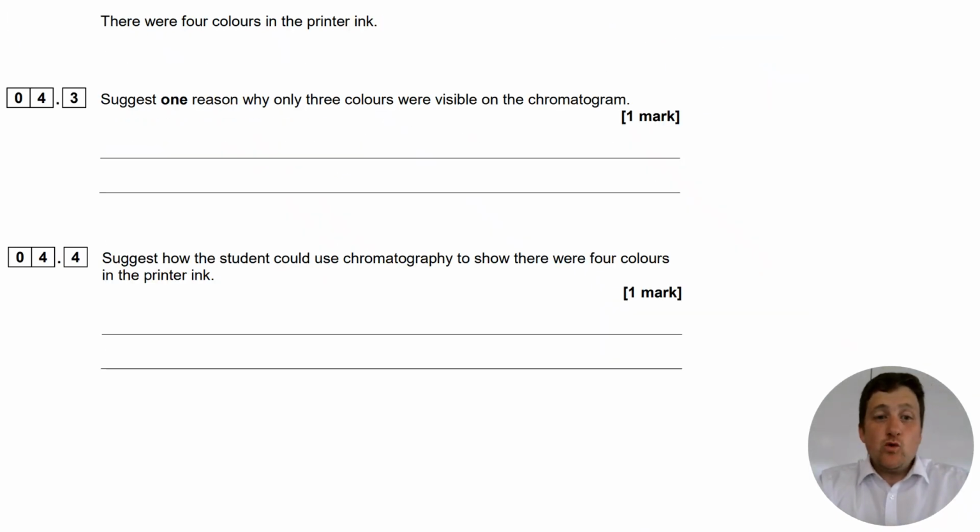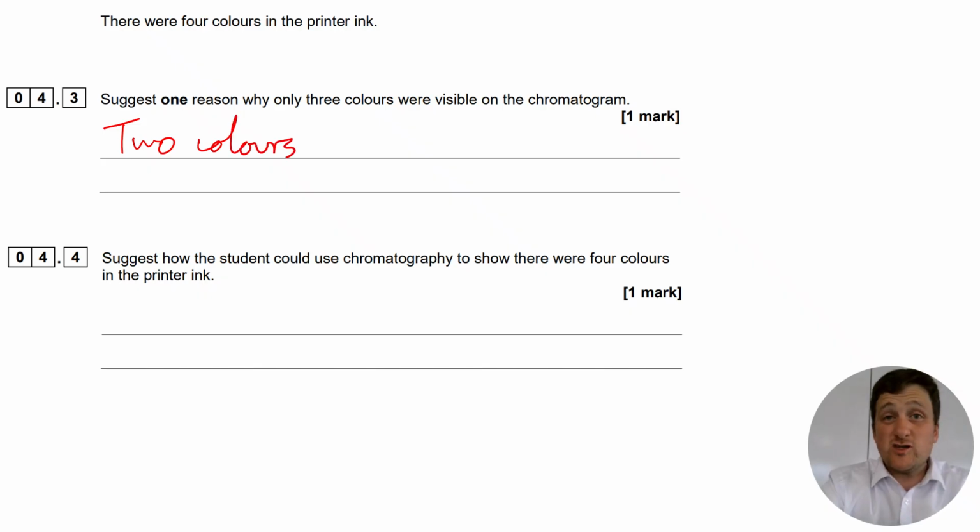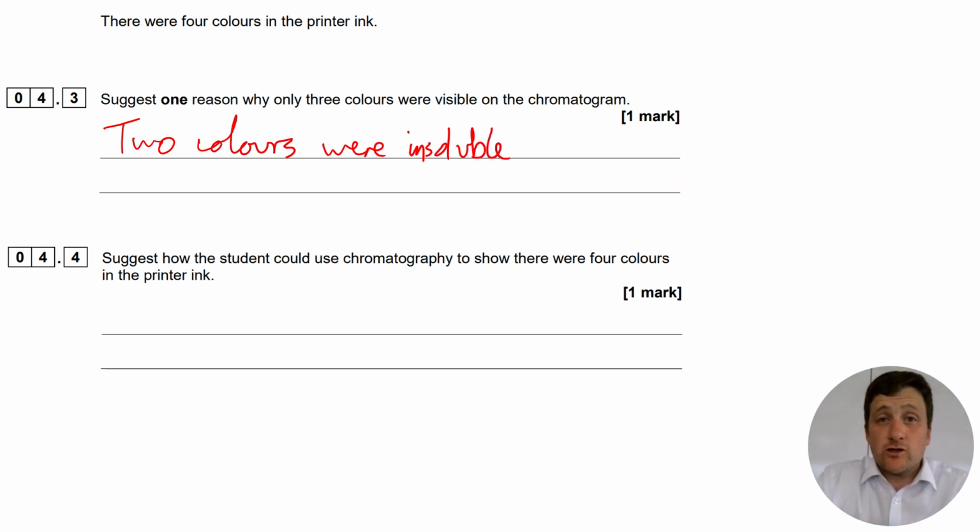Suggest one reason why only 3 colors were visible. Well, there's actually lots of different reasons for this. It could have been that two colors were insoluble. So if you think the red was insoluble, there might be something else insoluble. So we're essentially saying, why couldn't we see more colors? Well, they must be blended with other colors or have traveled the same distance as other colors. One of which is they don't move at all, they're insoluble.